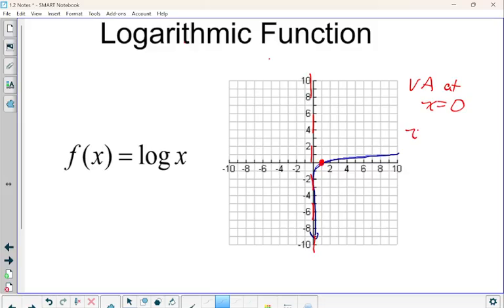It has an x-intercept at x equals 1. Exponential has a y-intercept at y equals 1. The logarithmic has an x-intercept at x equals 1. And then the general shape. Remember, it kind of looks like a hockey stick. It goes along the y-axis, through the x-intercept, and then out. So to get full credit on the quiz, I'll need to see the asymptote, I'll need to see the x-intercept, and I'll need to see the shape.